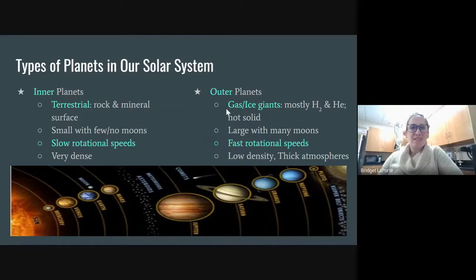And then the outer planets, those gas or ice giants, typically are made of hydrogen gas and helium gas with a few other gases and compounds sprinkled in, and they are not solid. So most likely they do not have a solid crust surface like we see on the inner planets. They tend to be extremely large and have lots and lots of moons, so lots of objects acting as natural satellites. They tend to rotate very, very fast, and they tend to have much lower density, and that's because they are gaseous. So they're going to have molecules spread out. So there's your Jupiter, Saturn, Uranus, and Neptune in that category.